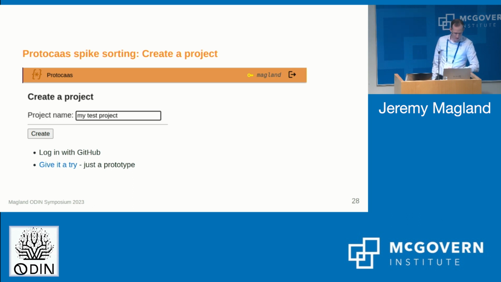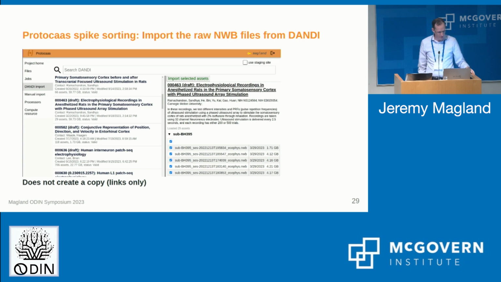So this is what it looks like to create a project. You could actually give it a try if you're following along. You log in with GitHub and create a project. Then you can click on the DANDI Import tab on the left, which allows you to browse the DANDI archive. It's great that DANDI is built on an open RESTful API, so that allows this web app to use it directly.